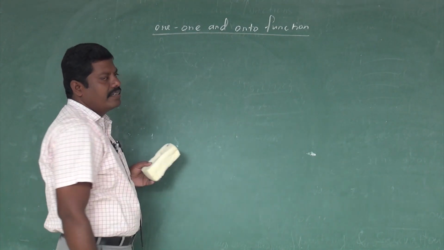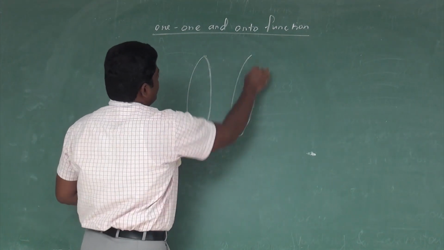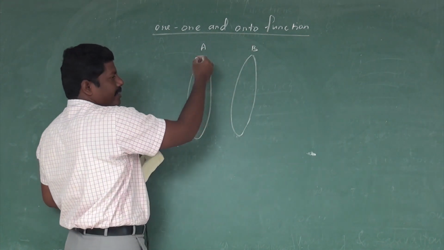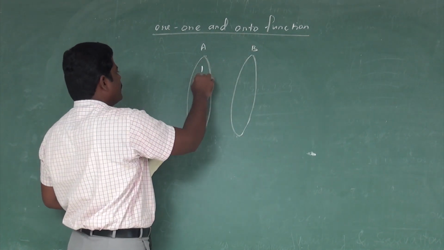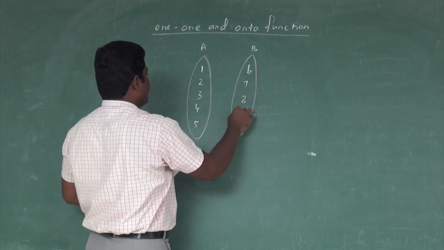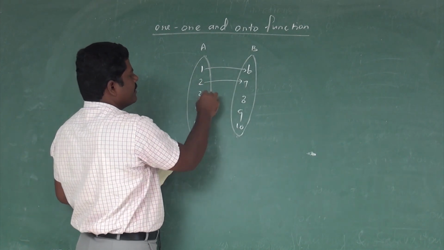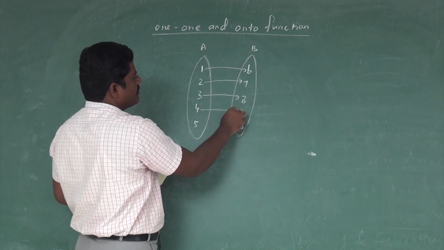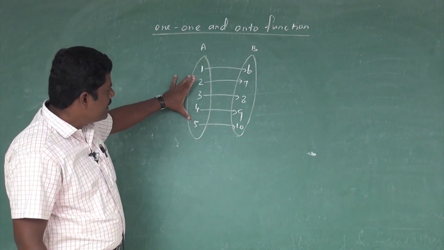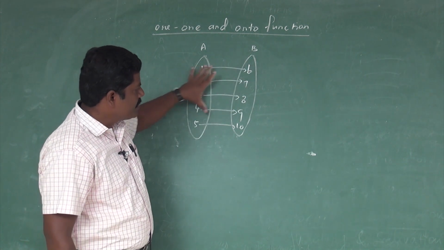One-to-one and onto function. Take one example: domain A, codomain B. Take some elements in A: 1, 2, 3, 4, 5, 6, 7, 8, 9, 10. 1 is mapped with 6, 2 is mapped with 7, 3 is mapped with 8, 4 is mapped with 9, 5 is mapped with 10. Different elements in A have different images in B. Therefore it is a one-to-one function.